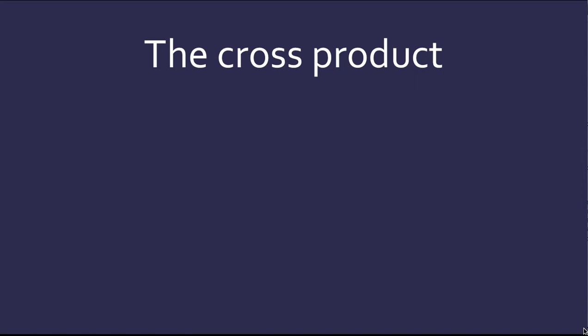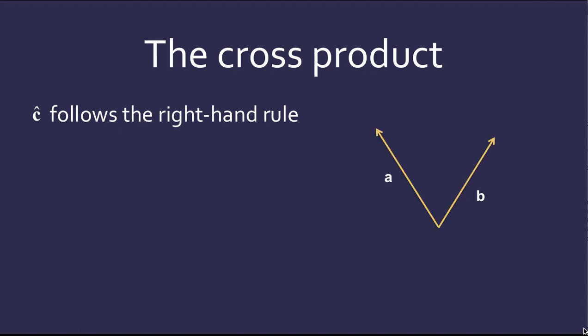The unit vector c has a direction which can be determined using the right-hand rule, or at least a variation on it. Using a right hand, if you align your thumb with vector A and your first finger with vector B, then the direction in which vector c points is given by your second finger. Try it with this example.